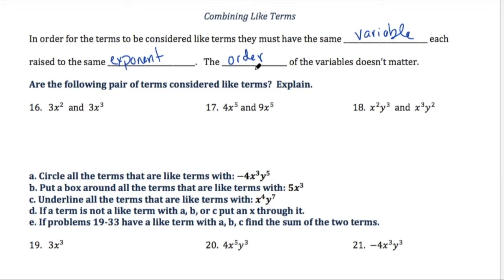So, let's look at a few examples and see, are they like terms or not? So we've got 3x squared and 3x to the 3rd. They happen to have the same coefficient of 3, but if we look at the variables, here's x to the 2nd power, and here's x to the 3rd power. Those are the same variable, but they're not raised to the same exponent. So, no, they're not the same. The x's are raised to different powers.